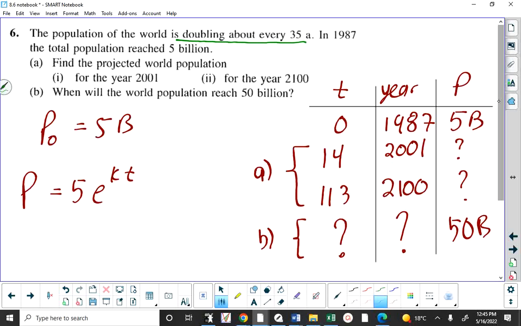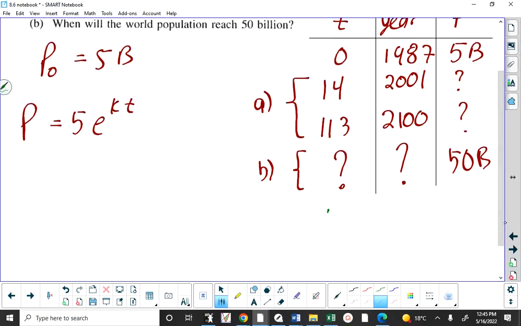And by the way, shortly after 1987, this model was thrown out the window and it was doubling every 6 years or 7 years. So it's gone all over the place, but we're going to solve this as if it's a nice uniform type of growth. What we can say is that when t is 35, the population would be 10 billion. Because it tells you the population doubles every 35 years. It does say 35, doesn't it?